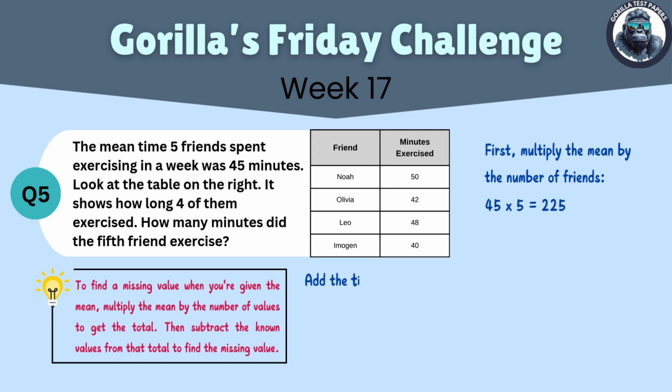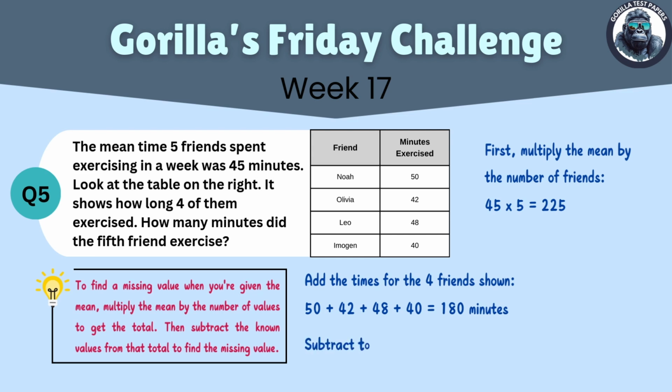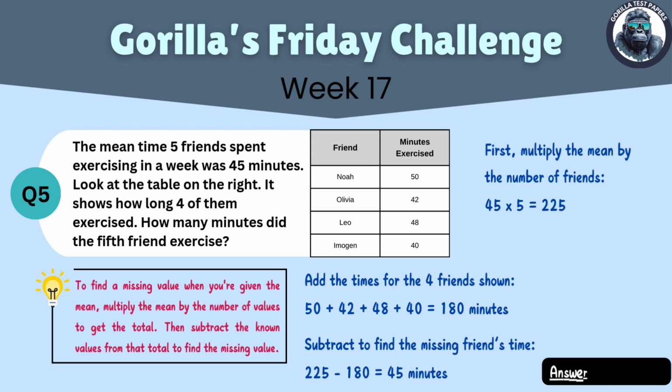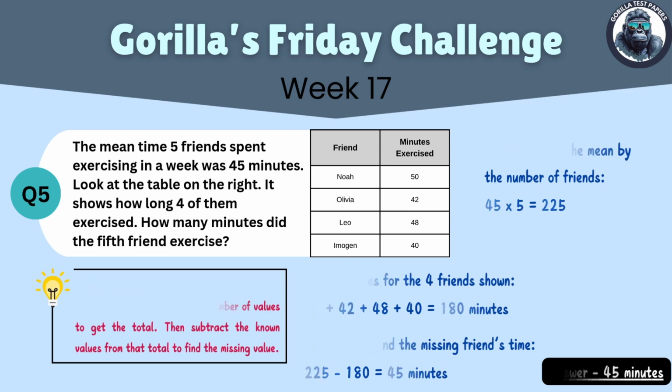Next we have to add the times together for the 4 friends shown. So we do 50 plus 42 plus 48 plus 40, which gives us 180 minutes. Now, to find the missing friend's time, we subtract the known total from the overall total. So we do 225 minus 180, which gives us 45 minutes. So therefore, the fifth friend exercised for 45 minutes. This is the answer for this question.